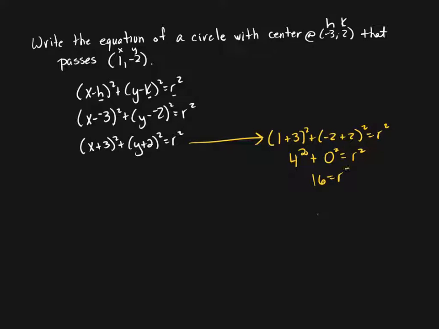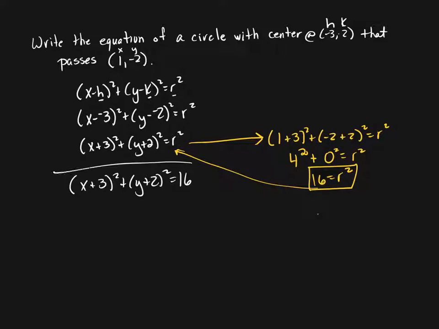So 16 is r squared, and since r squared is what I'm going to be plugging in, let's just bring that 16 over here. The equation that I'm looking for is that pretty guy right there. So by plugging in the h, k as well as the x, y, we were able to find the r. But in the final equation, I want my x and y to remain generic for the other points that are possible to make the equation true. Let's look at another one like that. I think maybe two examples would be a good idea.